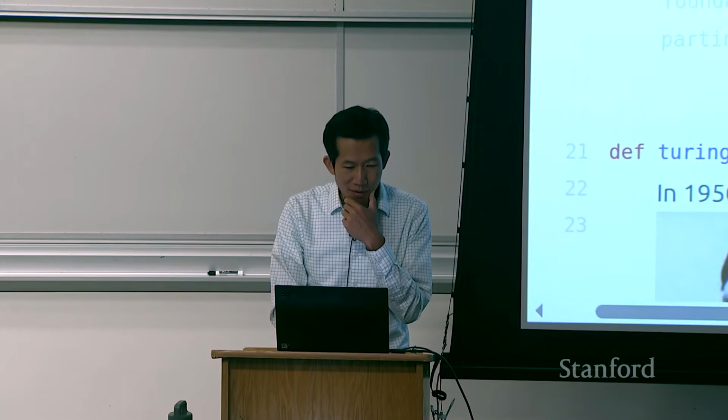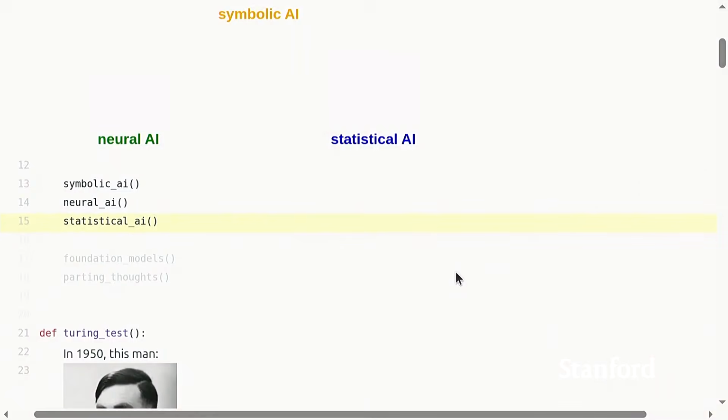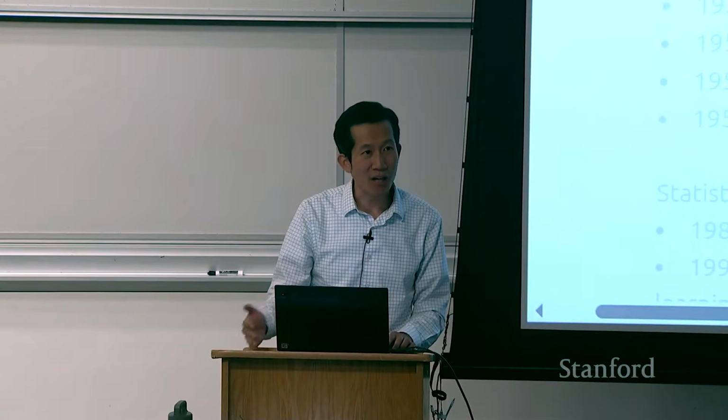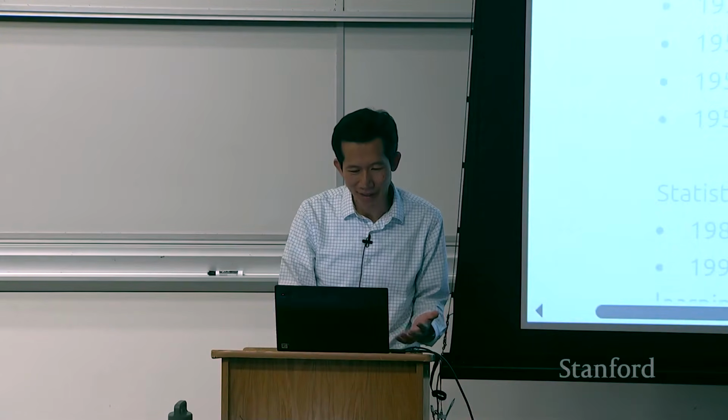So then let's go back to the other thread. I call it statistical AI, but really it's more mathematical ideas that have come from in general, maybe even outside AI. One thing to notice is that many of the core ideas that we'll talk about in this class are not really about AI at all.